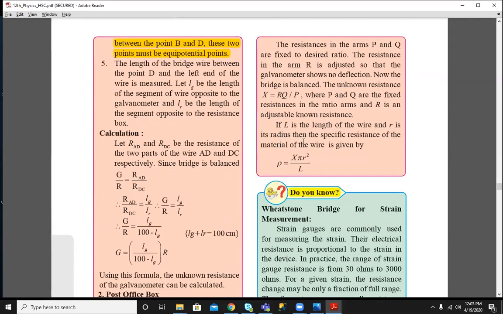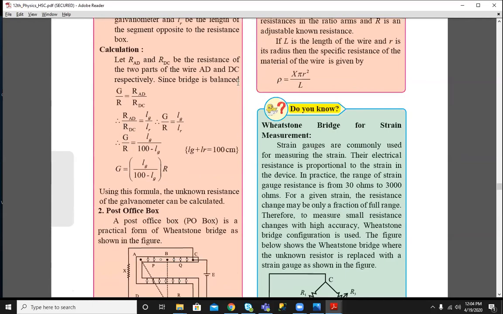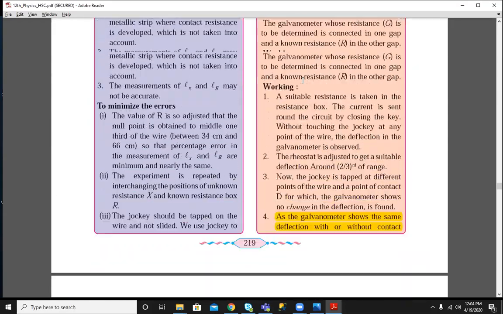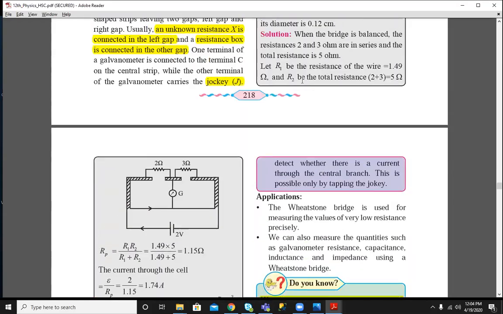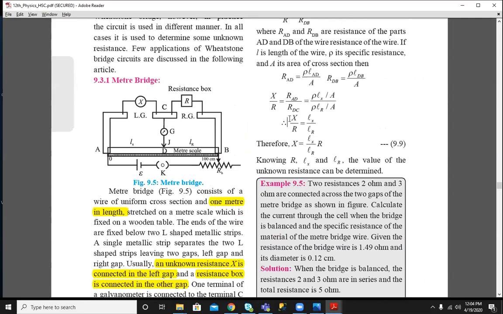If L is the length of the wire and r is the radius, then you can find the specific resistance of the material. We already saw rho is what? Rho equals R A by L. Here resistance is the unknown resistance X, the area will be pi r squared, and L is the length of the wire. So we have seen three formulas, and this is the one for the meter bridge.